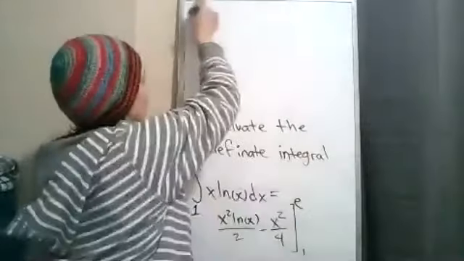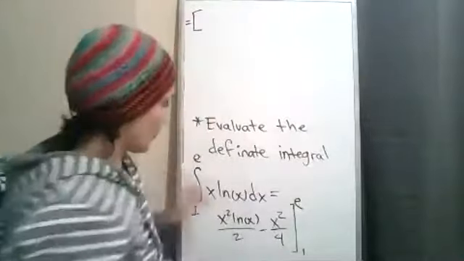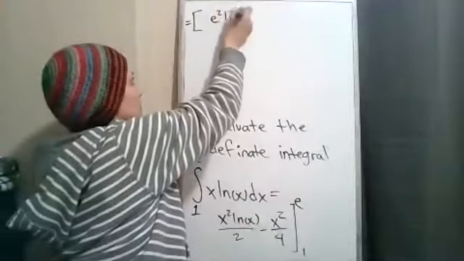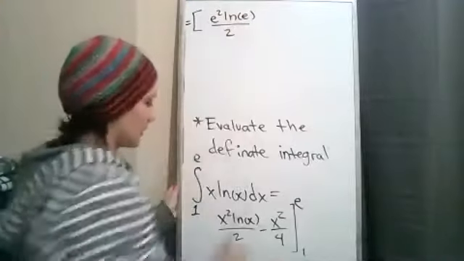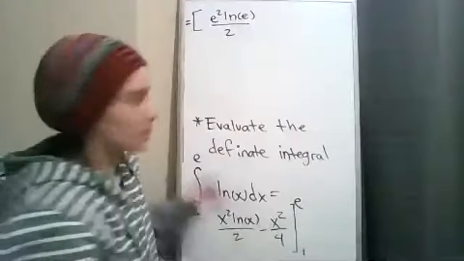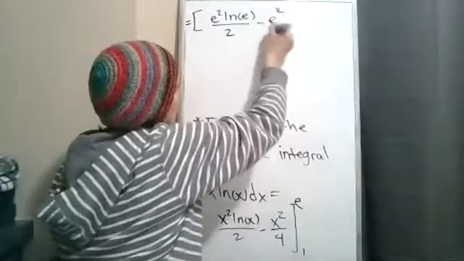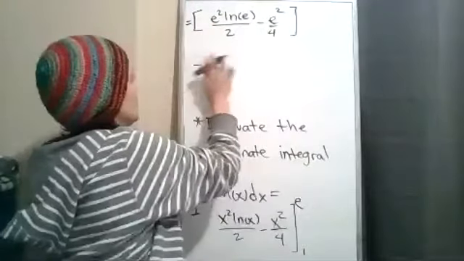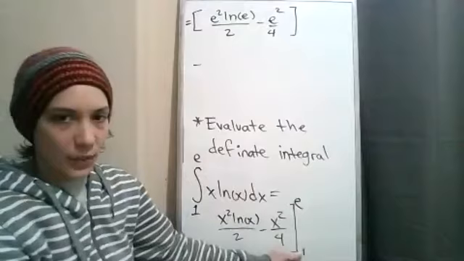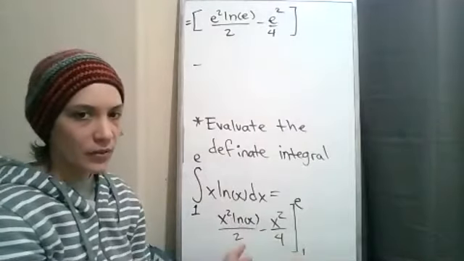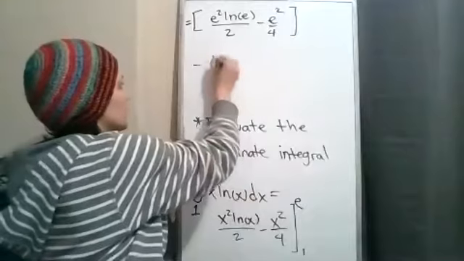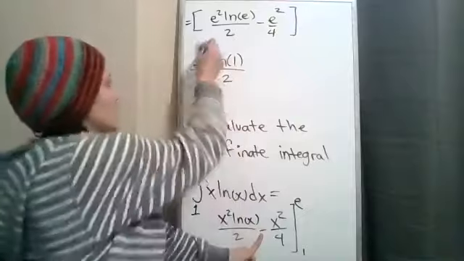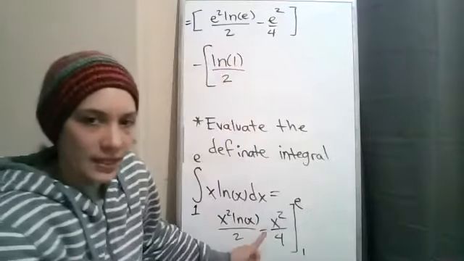Okay, first part: e squared ln of e, divided by 2, subtract e squared over 4. Oh, actually, just minus plugging in 1. So 1 squared ln of 1 over 2, minus, this will actually be organized, minus 1 squared over 4.